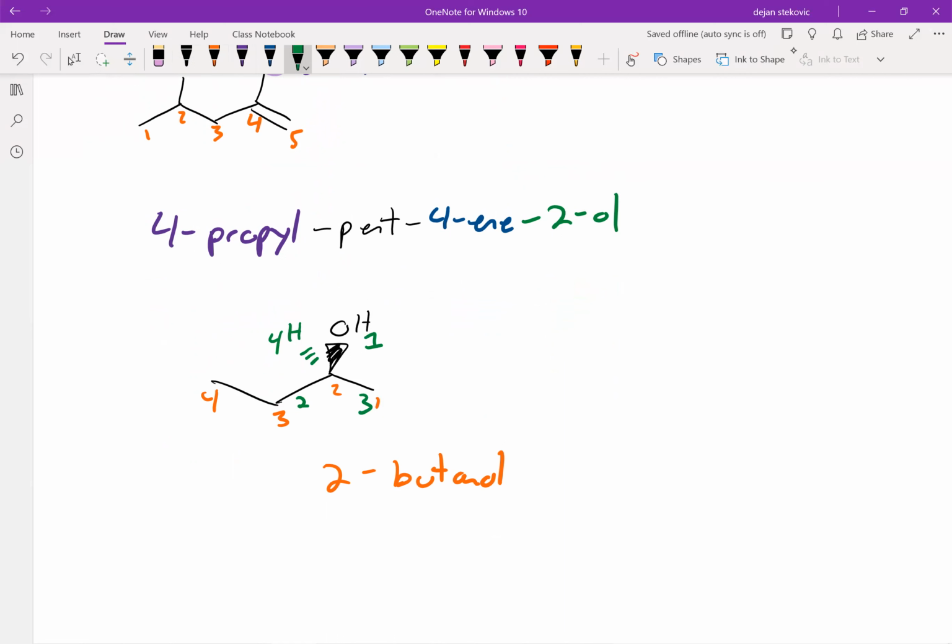Stick your finger towards the H and then curl your fingers. You'll count 1, 3, 2. That's not the way we count. So this is S-2-butanol. Overall, nomenclature shouldn't be too bad. Just a little bit of practice and you should be good to go.